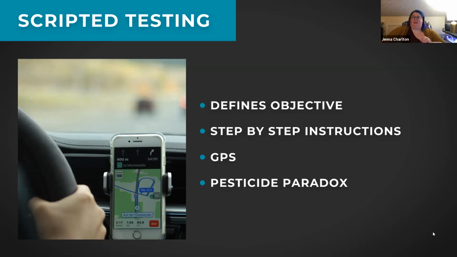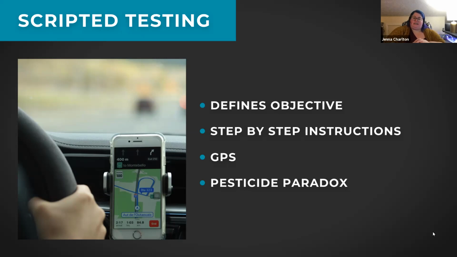And here's this thing about scripted testing. I threw out this term pesticide paradox. This is one of the 7 principles of testing. I believe it was Black who wrote these 7 principles, but I can't tell you for sure. But one of them is the pesticide paradox.